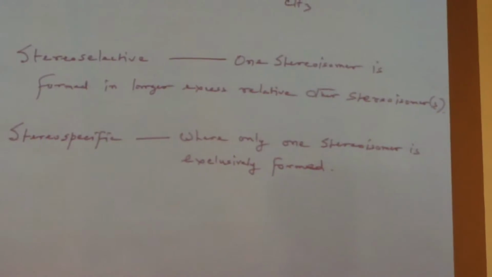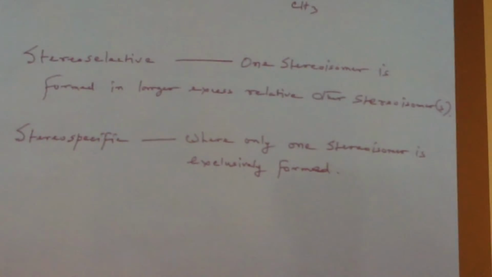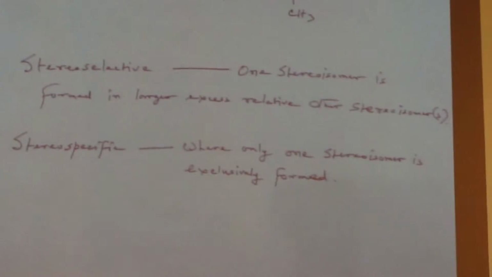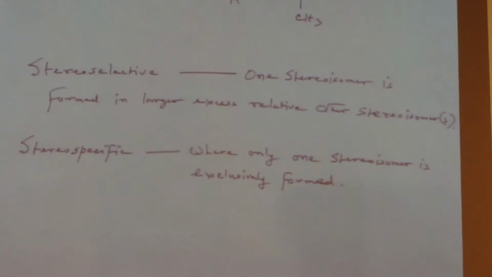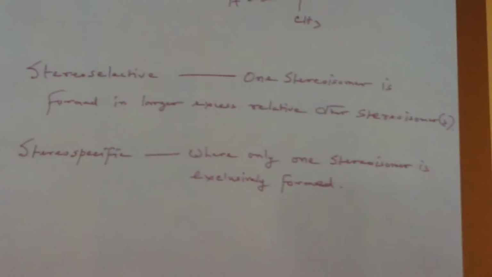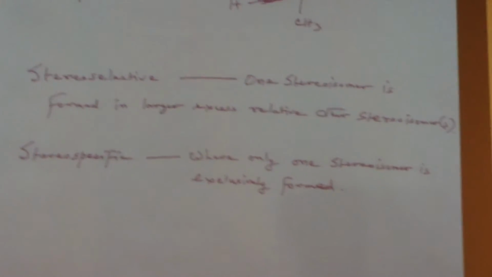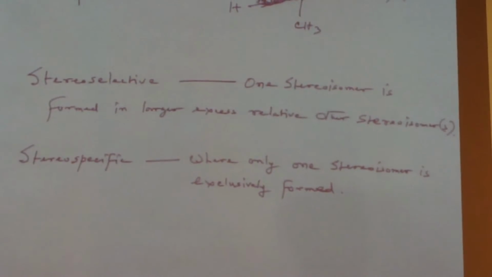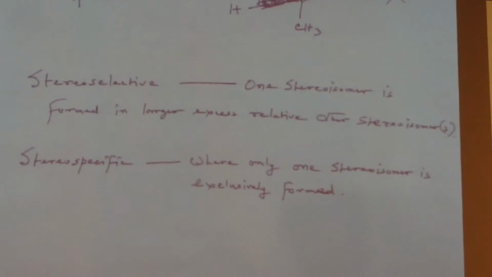So we'll see examples of many of these reactions. The stereoselective reactions are very common. One stereoisomer is formed over another one because of either van der Waals interaction or the type of reaction that is taking place. And we'll discuss that as we go along with other reactions.